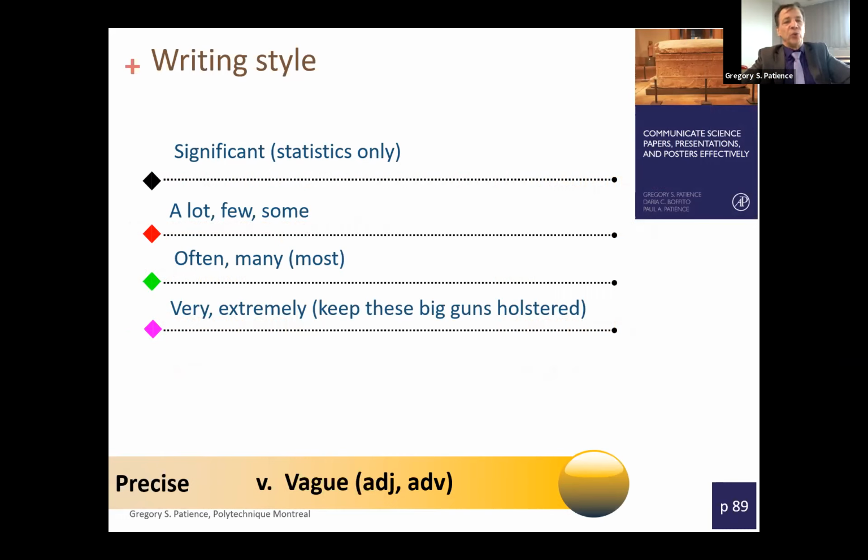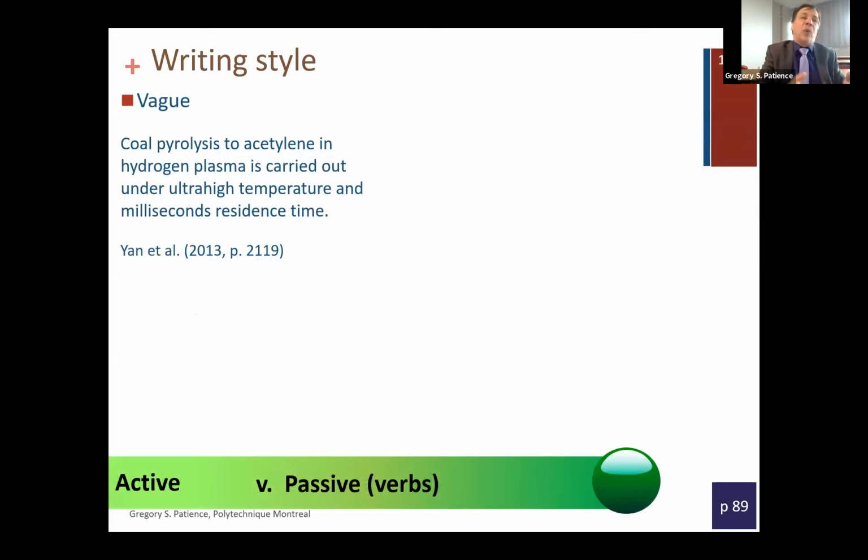Okay, a lot, few, some, often, many, very, extremely. So my son Paul says, keep these big guns holstered, meaning only use them when you have defined what it means. So here's a sentence. Cold pyrolysis to acetylene in hydrogen plasma is carried out under ultra high temperature and milliseconds residence. So this is a passive sentence, is carried out. And ultra high temperature, that's vague, milliseconds residence time.